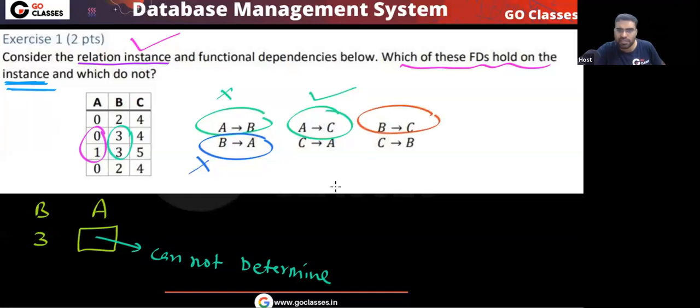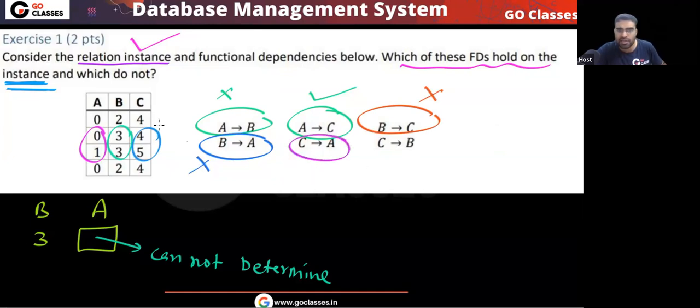What about B determining C? That also does not hold. You can check. If I tell you the value of B, can you tell me the value of C? You cannot tell me. So this also does not hold.